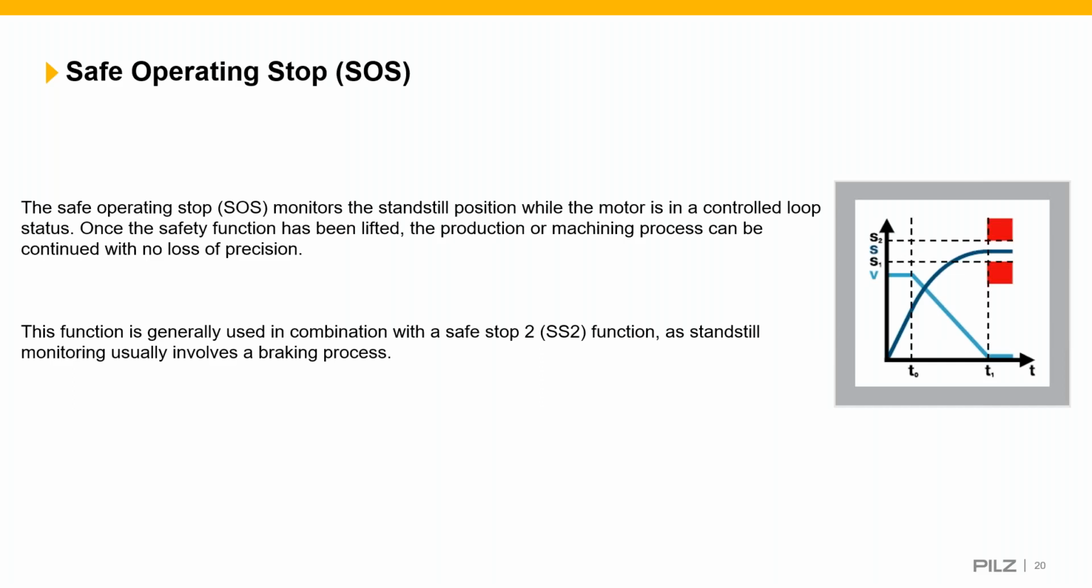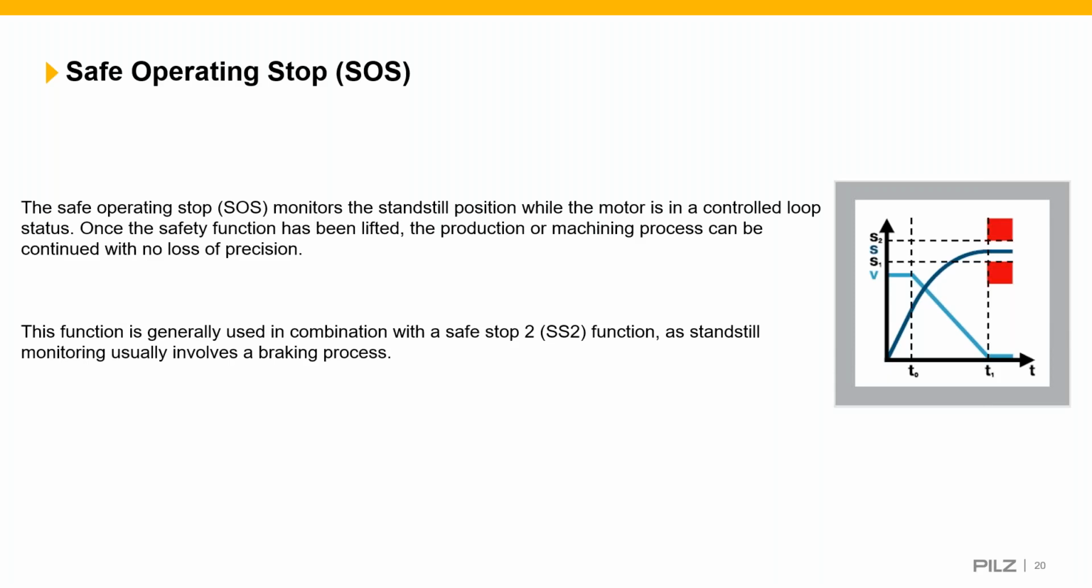Safe operating stop. The safe operating stop monitors the standstill position while the motor is in a controlled loop. Once the safety function has been lifted, the production of the machining process can be continued with no loss of precision. This function is generally used in combination with a safe stop 2 function, as standstill monitoring usually involves a braking process.